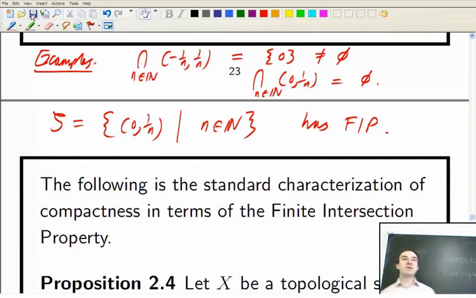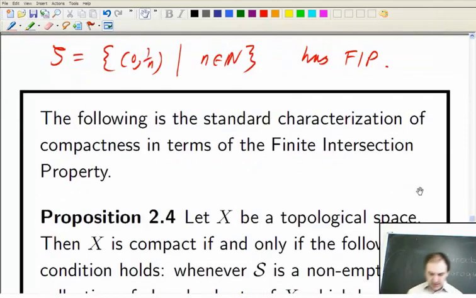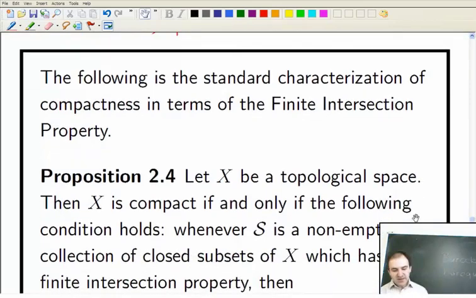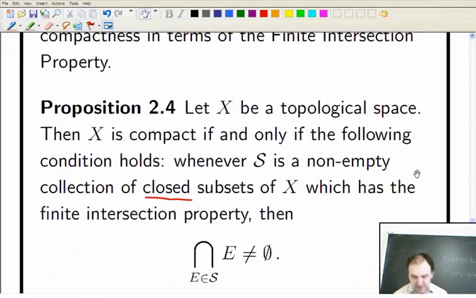If you haven't seen this before, it's something to revise from metric and topological space theory. So how do you know if a topological space is compact? It's the following. Suppose you take a non-empty collection of closed subsets, and suppose that they've got the finite intersection property. Then when you intersect them all, you should get something non-empty as well. So this is the reverse implication under special circumstances.